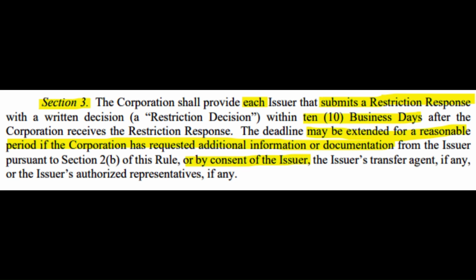Section 3 states that the DTC will provide a written decision to each issuer that submits a restriction response within 10 business days after the DTC receives the restriction response. This deadline may be extended for a reasonable period if the DTC has requested additional information or documentation from the issuer, or by consent from the issuer's transfer agent or the issuer's authorized representatives, if any.